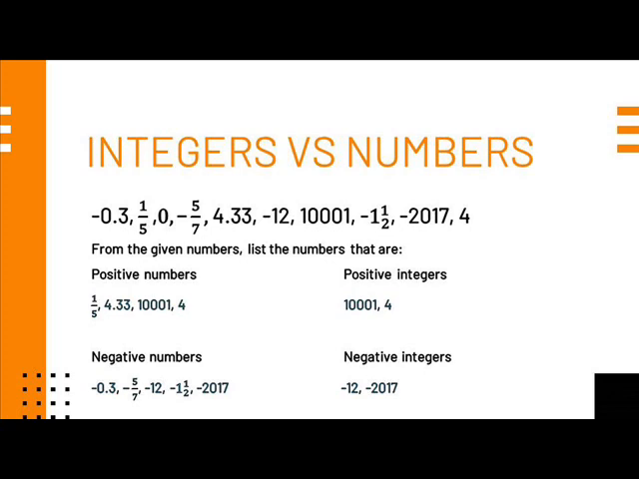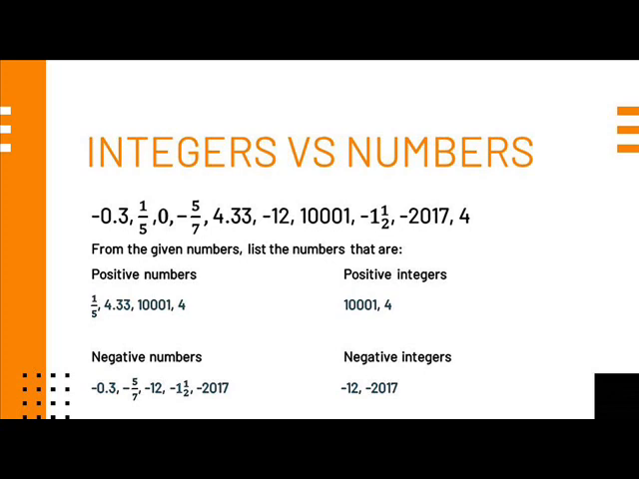And then we will write all the remaining numbers as positive numbers. We have 1 over 5, 4.33, 10,001 and 4. After having written the positive numbers and the negative numbers, we will extract the integers from them. While writing the integers, we will simply leave the decimals and the fractions. From the negative numbers, we will take out minus 12 and minus 2017, and from the positive numbers, we will take out 10,001 and 4.